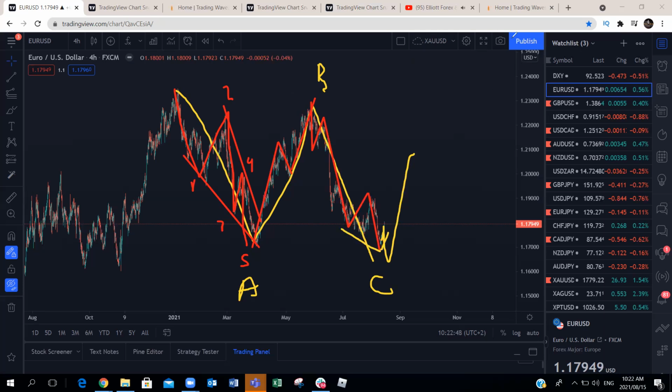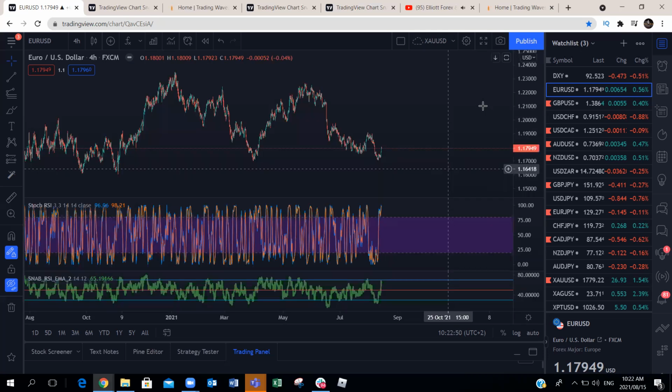Now look out for this one here. We've got some divergence on the RSI. Let me show you the divergence on the RSI for this move. So as we're making lower lows here, RSI is making higher lows. So we are going to start looking for this. Okay, we're going to start looking for this structure here on the euro US dollar.